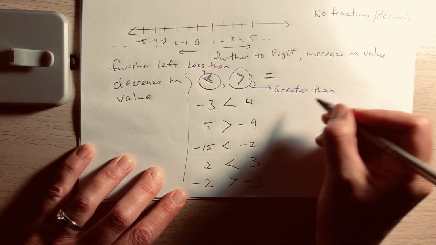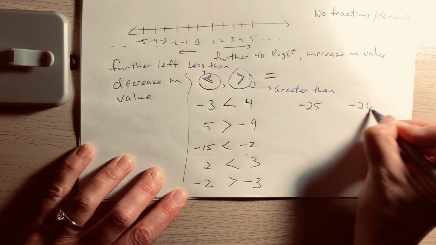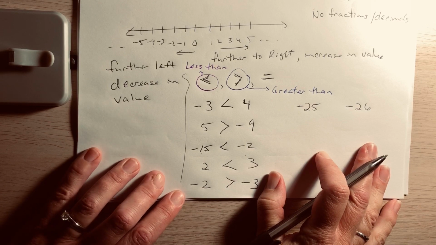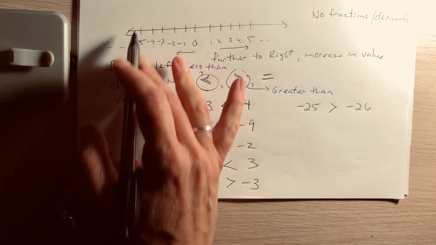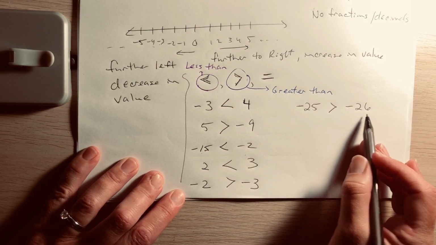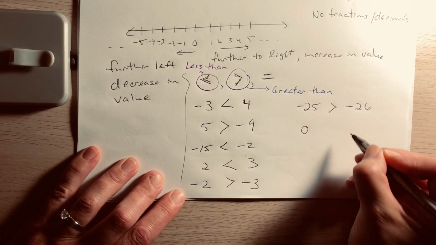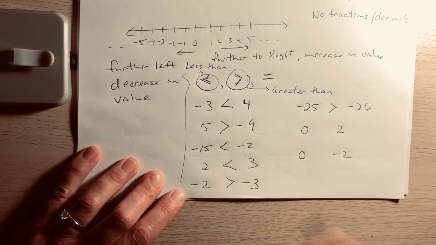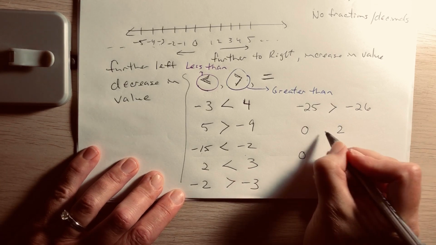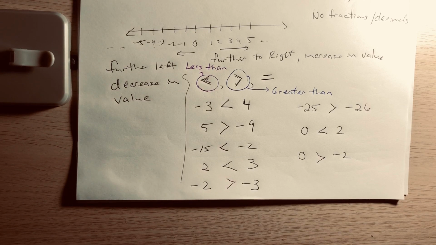How about one more? Let's do -25 compared with -26. Try that on your own. Greater than or less than? Right, greater than. -25, even though it's not shown on the number line, would be further to the right of -26. Thus, it is greater. And how about 0 and 2, and 0 and -2? 0 is less than 2, but 0 degrees is warmer than, greater than, -2.